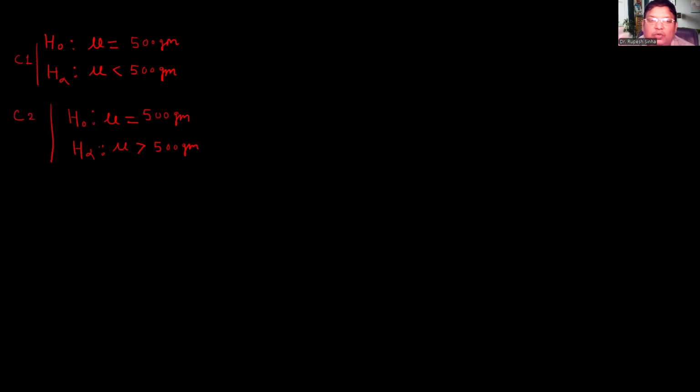We can have one more case. Mu, null hypothesis mu equal to 500. That remains my null hypothesis. My alternate hypothesis can be, see, the machine which is dispensing the detergent has got some problem. So sometime it is dispensing a little more, sometime it is dispensing a little less. So we don't know whether it is more or less. So my third case can be what? It is not equal to 500.